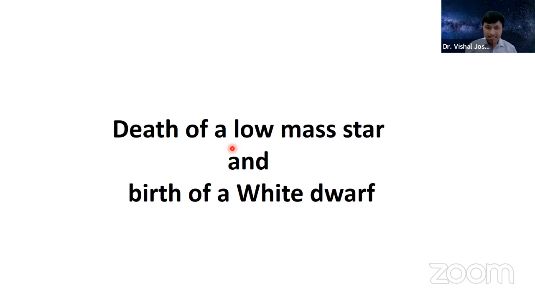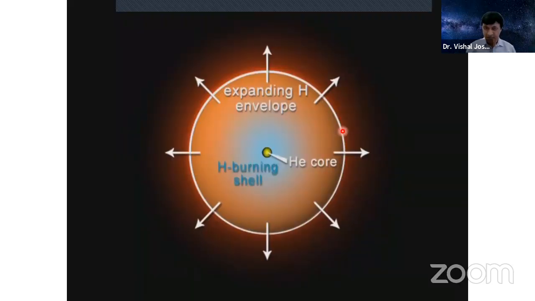See, let us discuss the death of a low mass star. Any star can hold its own structure under two forces. One force is the gravitational force of its own mass, and the other force is the radiation pressure, the radiation emitted by the core. The core comprises hydrogen, and it converts hydrogen into helium, emitting high energetic gamma rays.